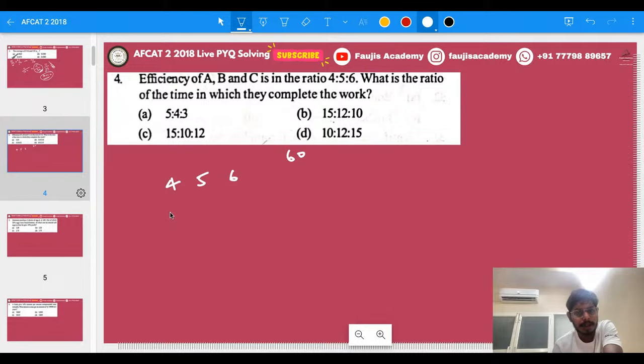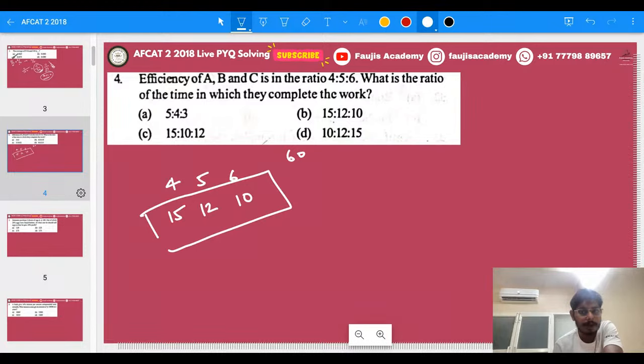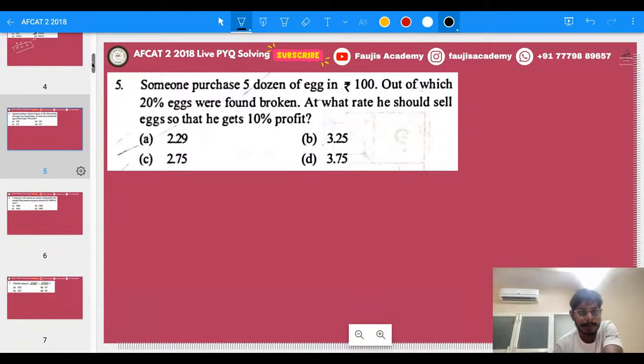That means A will do it in 15 days, B will do it in 12 days, C will do it in 10 days. This is the ratio of time in which they will be able to complete the work, exactly the time in which they will finish off the work. So the answer will be 15 is to 12 is to 10. Yes, Devanathan, that's correct.